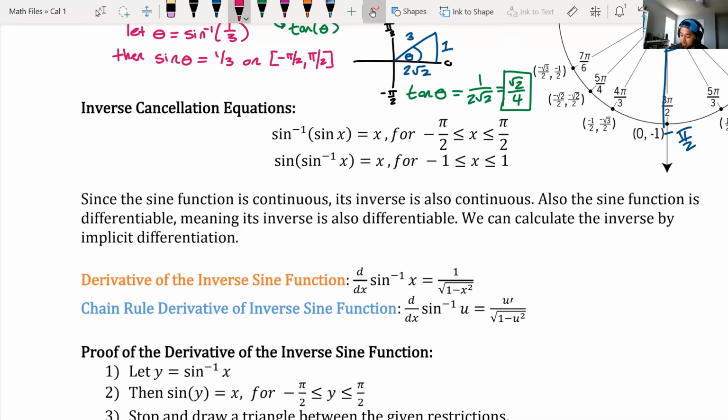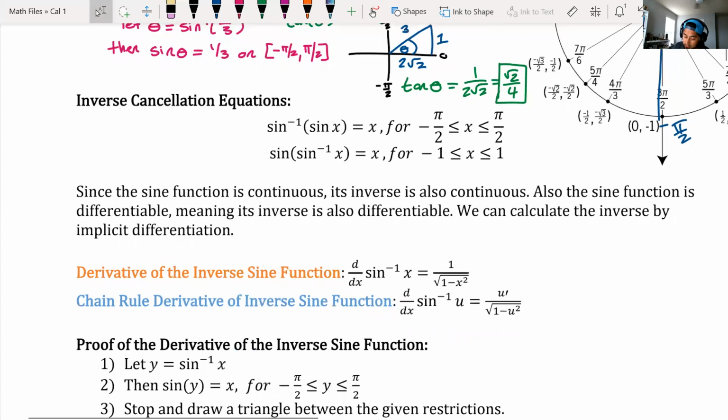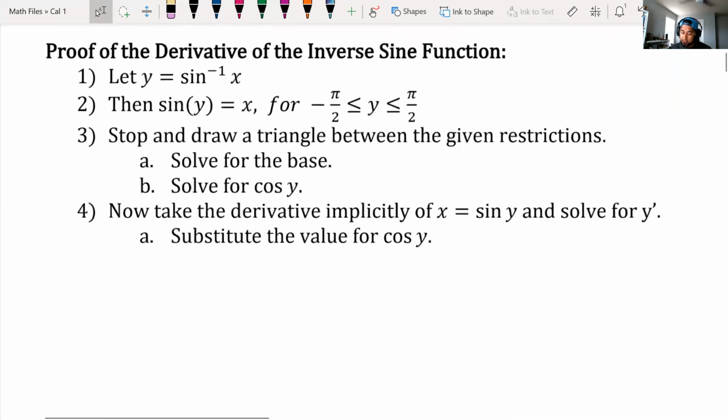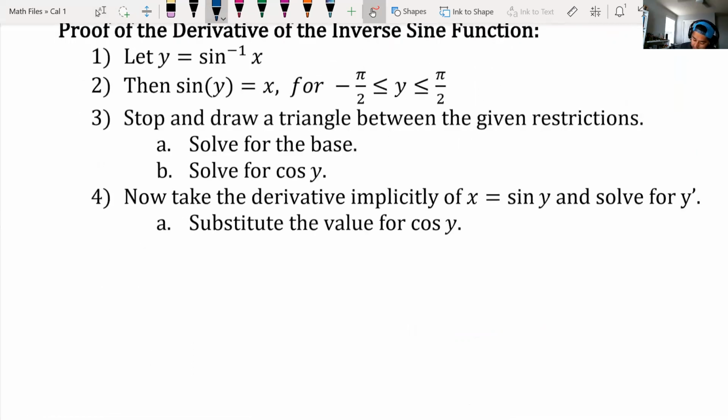And the chain rule derivative of the inverse sine function is going to be u prime over the square root of 1 minus u squared. But what we're going to do on the next example is just prove where this derivative comes from. Because if you ever needed help remembering these derivatives without looking at a chart, well, now you know how you could create them. Okay. So proof of the derivative of the inverse sine function. So step 1, let y equal the inverse sine of x. So we'll just run down these steps. So step 1, y equals the inverse sine of x.